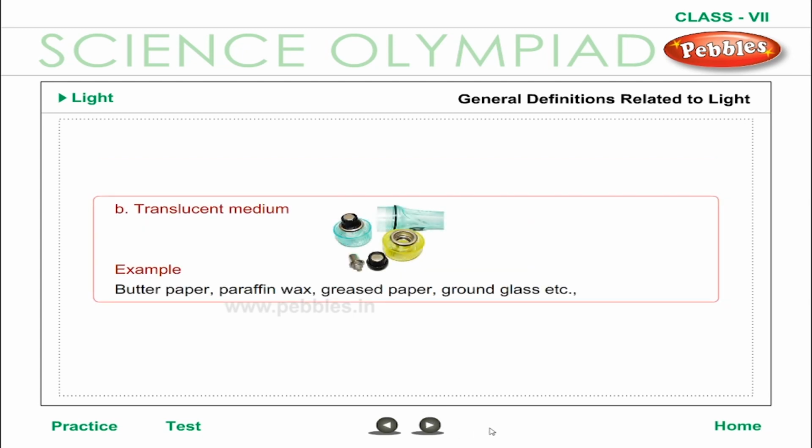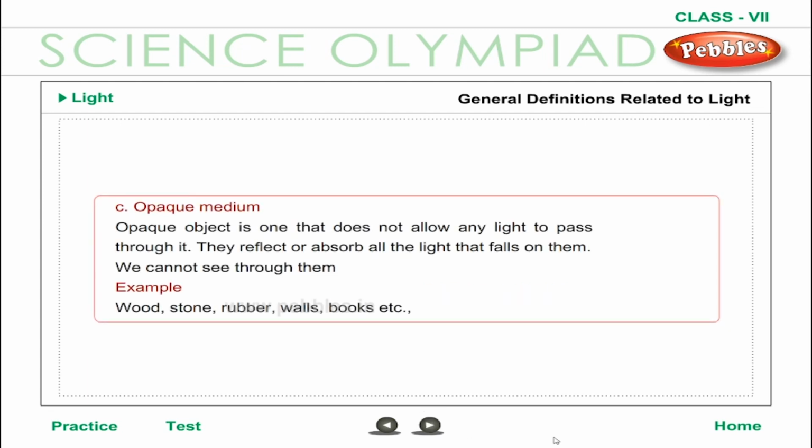Translucent medium. Substances which allow only a part of the light to pass through them and through which objects cannot be distinctly seen. Example: butter paper, paraffin wax, greased paper, ground glass, etc. Opaque medium. An opaque medium is one that does not allow any light to pass through it. They reflect or absorb all the light that falls on them. We cannot see through them. Example: wood, stone, rubber, walls, books, etc.